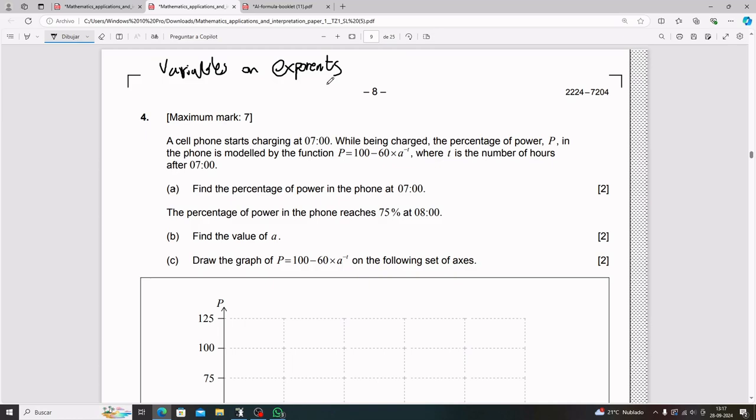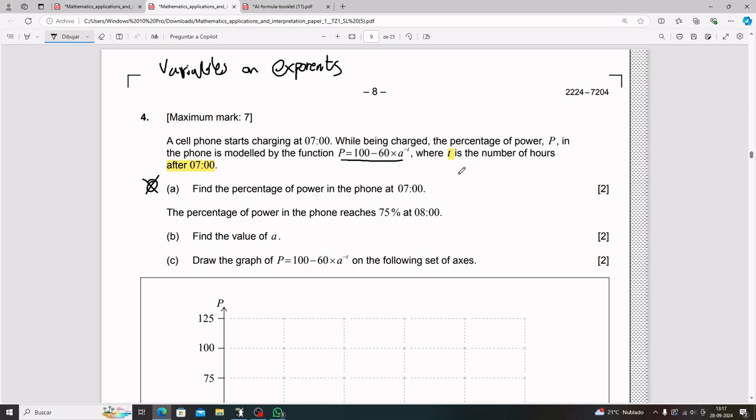Got it? So we have a cell phone that starts charging at 7 a.m. and while being charged, the percentage of power P in the phone is modeled by the function P equals all of this, where, important, T is the number of hours after 7 a.m. So for part 4a, we need to find the percentage of power in the phone at 7 o'clock.